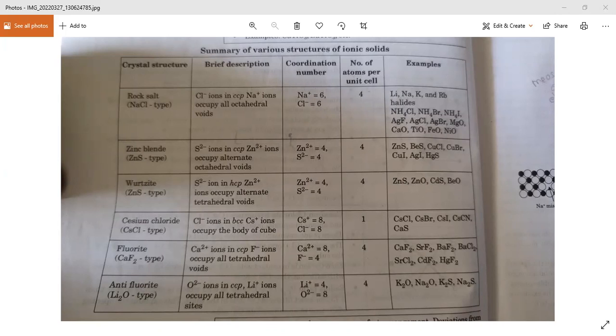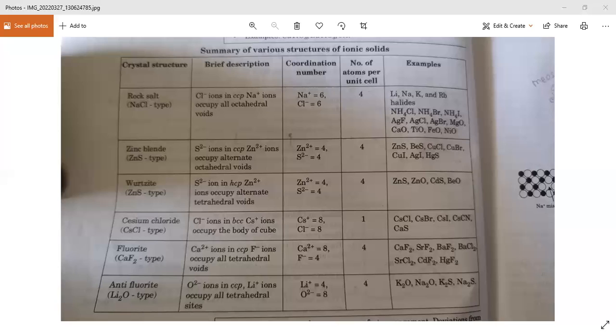Okay. So if you take the rock salt structure, rock salt structure is nothing but the NaCl type of structure. So in this type of structure, the Cl minus ions occupy the CCP lattice, and Na plus ions will occupy all the octahedral voids. The Na plus ion will be smaller in size than the Cl minus ion. So Cl minus ion occupies all the CCP lattice points, and Na plus ions will occupy the octahedral voids present in that structure.